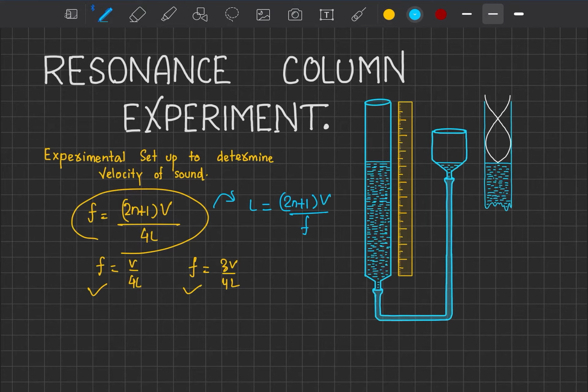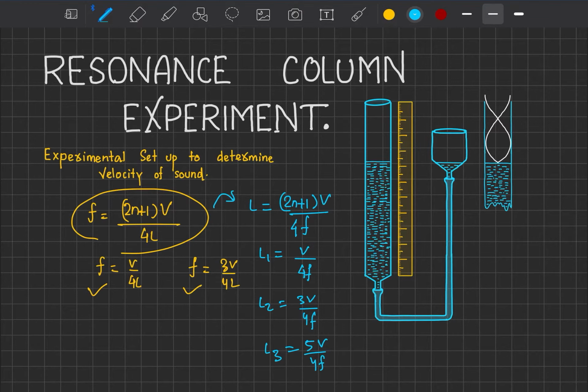If we put n equals 0, we get L1, which equals V by 4F. Similarly, L2 equals 3V by 4F. Similarly, L3 will be equal to 5V by 4F. We are getting these by just putting in the value of n: n equals 0 gives L1, n equals 1 gives L2, n equals 2 gives L3. So these are the lengths which will create a standing wave of a fixed frequency F. Now this concept which we discussed is used in determining the velocity of sound.